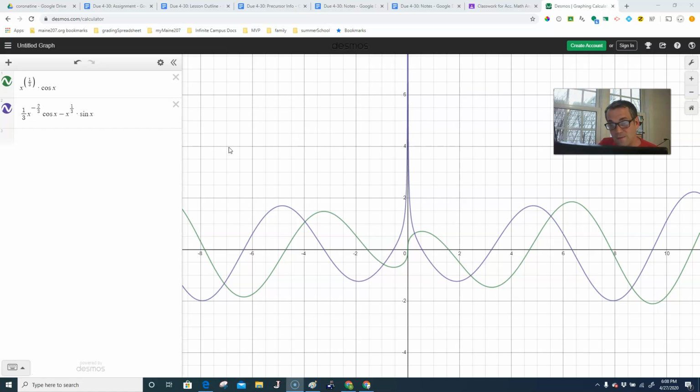We're going to look at the green function, which is the original function. And any place this function is increasing, we are expecting the purple graph to be above the x-axis. We expect the purple graph, the derivative, to be positive. And any place this green function is decreasing, we would expect the purple graph to have negative values, to be below the x-axis.